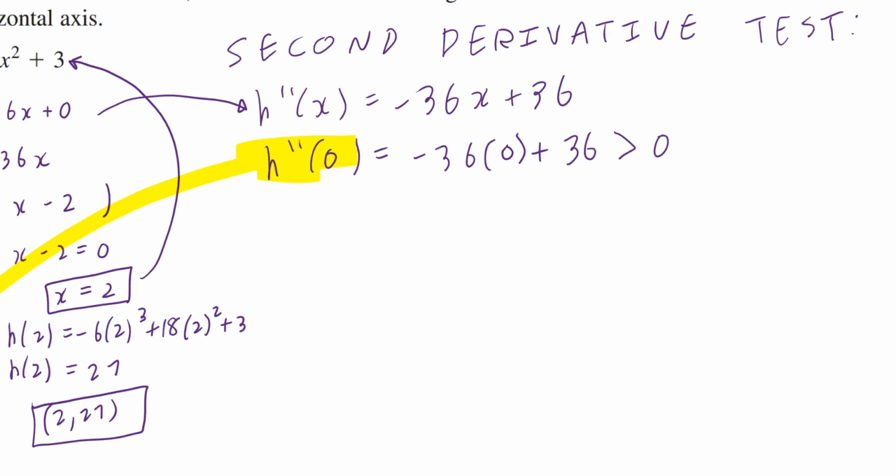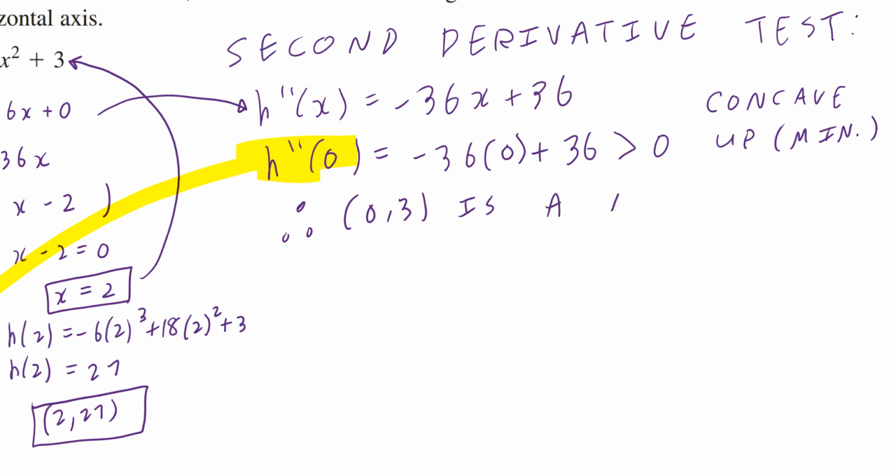If the second derivative is positive, this means it's going to be concave up. And of course, if it's going to be concave up, this tells you that this critical point is going to be a minimum. So again, minimum means concave up. So therefore, (0, 3) is a minimum.